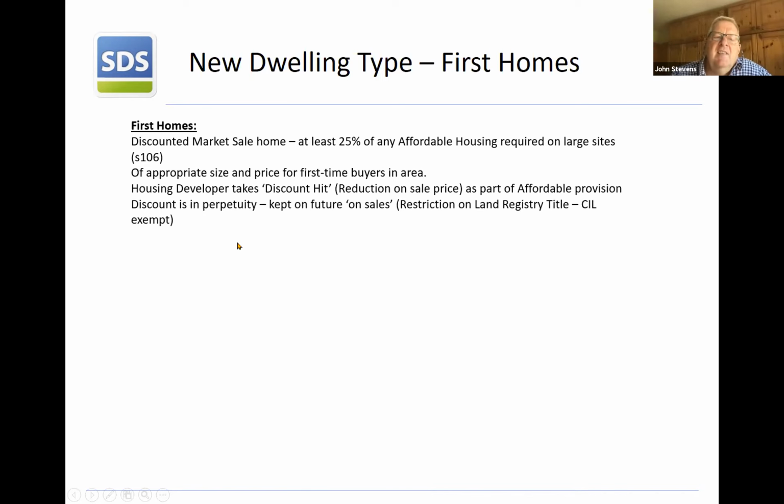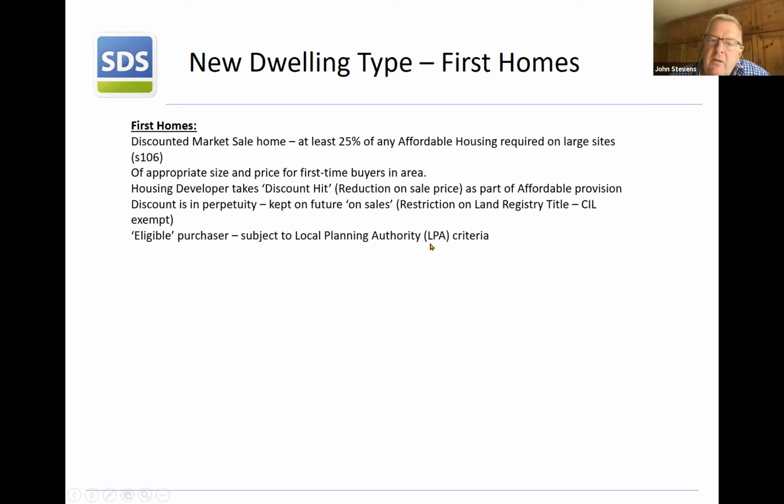The discount is in perpetuity, so that means it's actually registered at the land registry and kept for any future resale of that property. Interestingly, because they're talking about a discount at around 30% of the market, it makes it exempt from CIL. Now, there has to also be an eligible purchaser who's eligible to buy this home, and that can be subject to the local planning criteria, local planning authority.